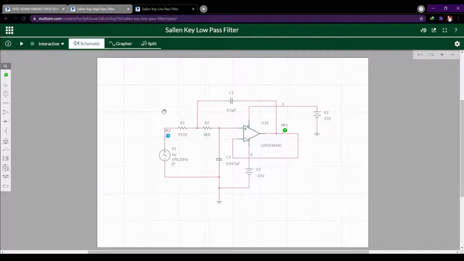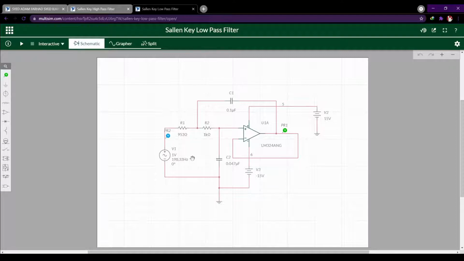What we'll be experimenting today is what happens to the voltage gain if it is less than the cutoff frequency, and if it is more than the cutoff frequency, what will happen to the voltage gain. So let's try with a Sallen-Key low pass filter.